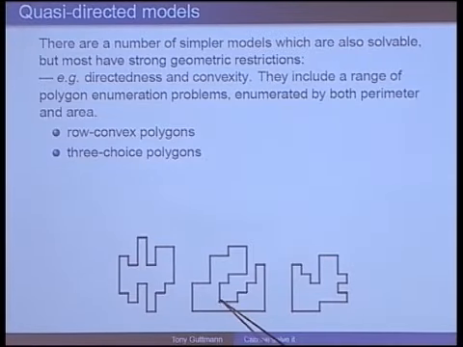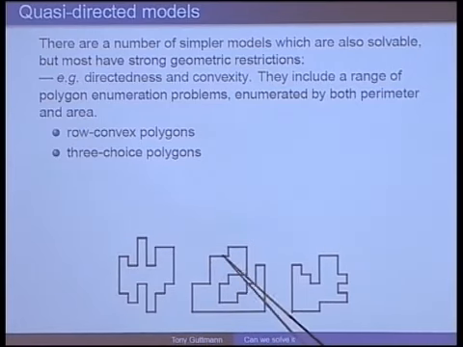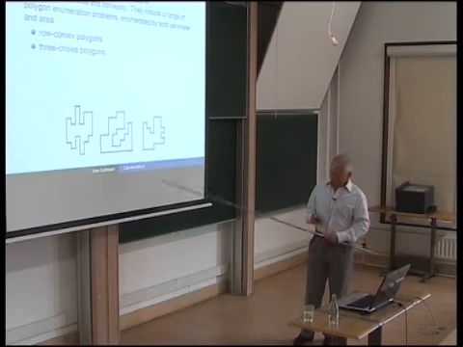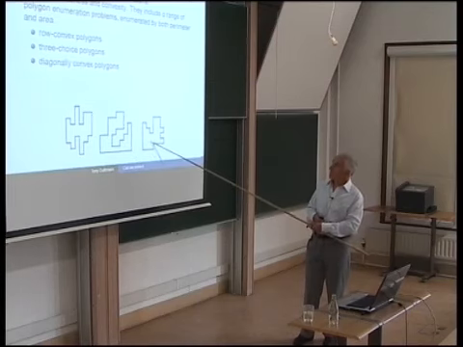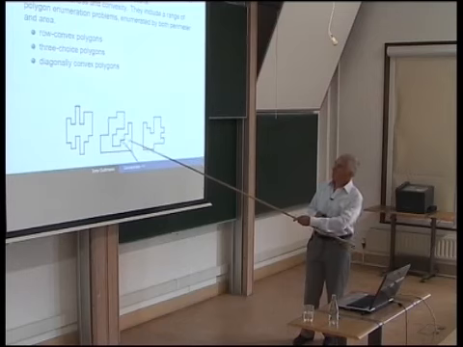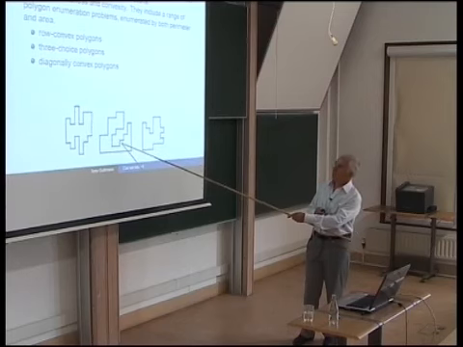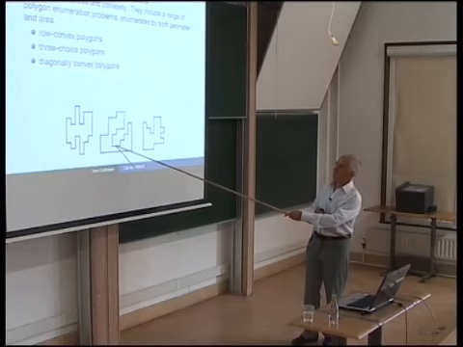This is an interesting example. This is where after a north step you can go east or west, but after an east step you can only go north, and similarly after a west step you can only go south. So if you start here, you can produce these things with a big open jaw. Diagonally convex polygons, and the reason I emphasize these is, well, I'll come back to that later, but just remember what these are. 3-choice polygons.